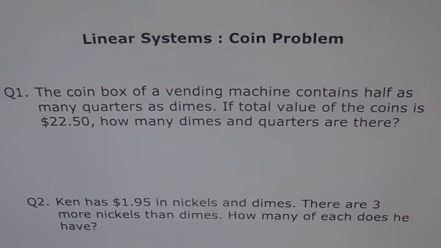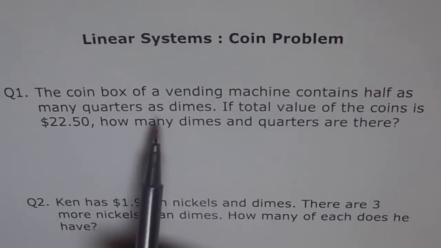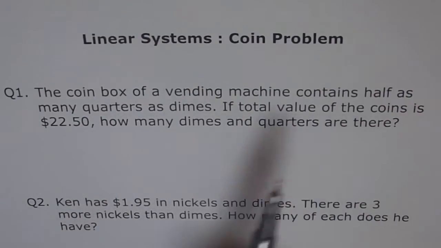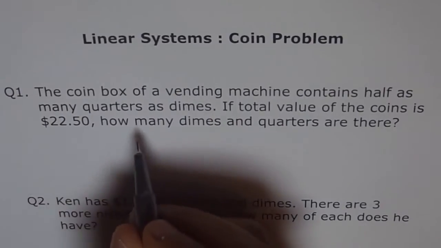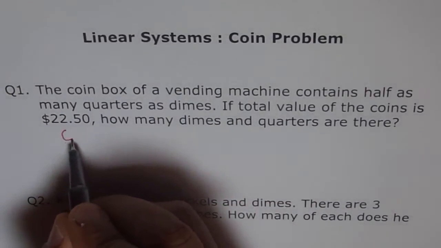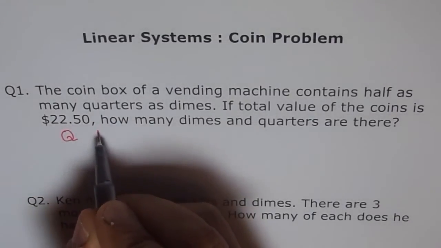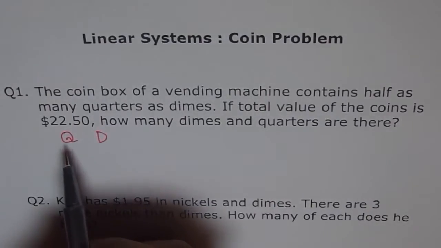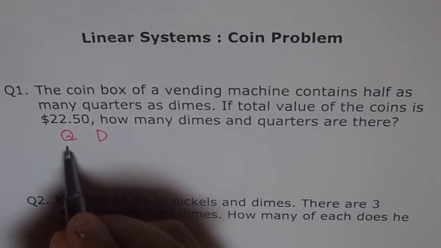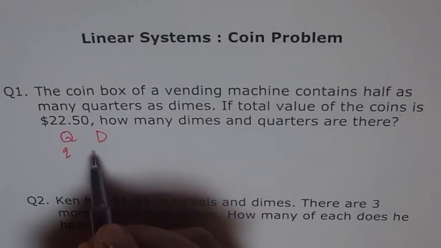Okay, let's go ahead with the solution of question number 1. So let's read it once again. It's always a good practice to read a problem, a word problem especially, a couple of times. A coin box or vending machine contains half as many quarters as dimes. So we have quarters. Let's say Q are the quarters and D are the dimes. So you have half as many quarters. That means if you have Q quarters, then how many dimes do you have?